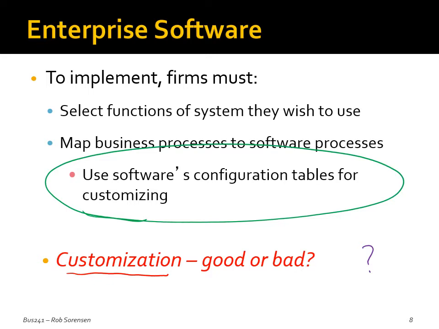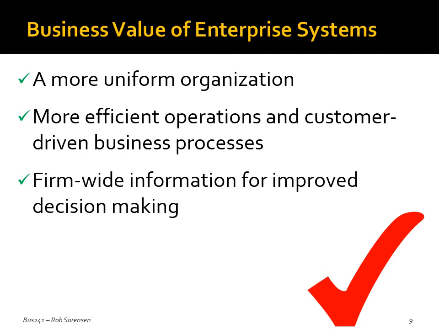And many organizations have done really well with this and have gone a long way towards having a better organization. So we get a more uniform organization, where things happen the same way in every department and we all use the same software. We get more efficient operations and we get different customer processes and all kinds of good things like that that we might want.